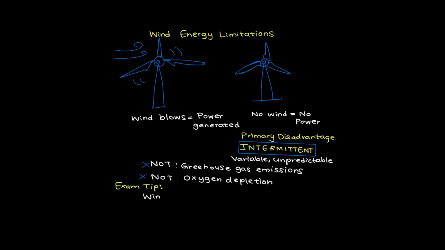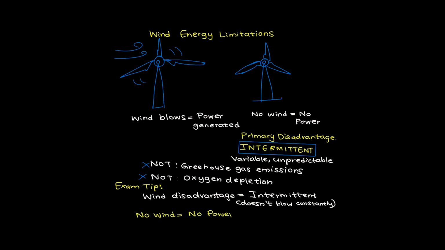Here's a WGU C165 OA exam tip for you. Wind's main disadvantage is intermittency. It doesn't blow consistently. The phrase reliability or consistent in wind questions points to this variability issue. Quick recall hook. No wind, no power. Wind energy is intermittent.